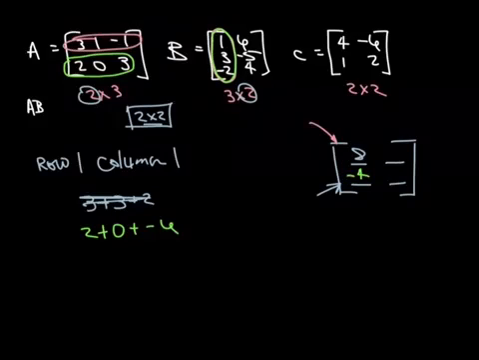Alright, so now I'm looking for this number. It's in row 1, and it's in column 2. Column 2. Alright, so first number times first number plus second number plus third number. So that gives me a 9 there.